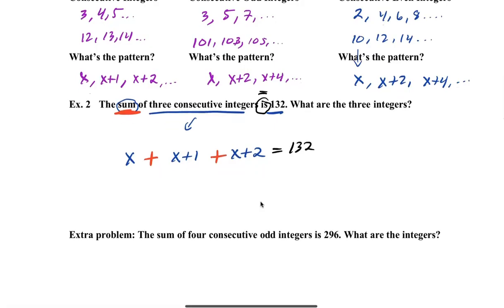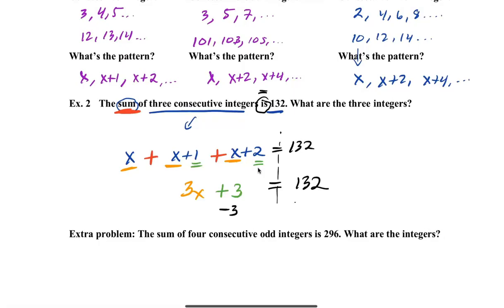And all we have to do is solve this to find the 3 consecutive integers. So what do we do first? We simplify each side, just like we did up there. Here I can add the x's: 1x plus 1x plus 1x gets me 3x. And you can add the constants. 1 plus 2 is 3. That equals 132. Once you have it simplified, now it's just a normal two-step equation. Let's get rid of that 3. Whatever you do to one side, you have to do to the other side. 3x equals 129. Then divide by 3.